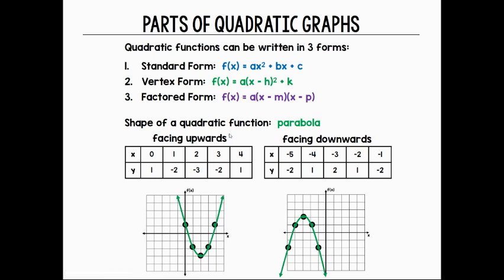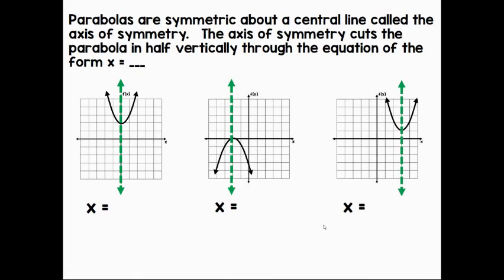The shape of the quadratic function is a parabola. If it faces upwards when I plot the points, this means our a value is greater than 0. If it faces downwards, our a value is less than 0.